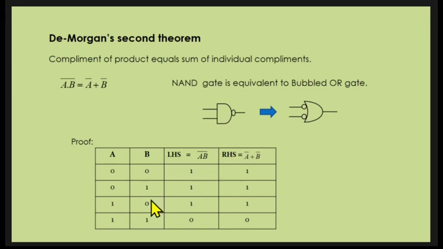And in a similar way, we can prove De Morgan's second theorem by taking different possible combinations of A and B. We know in Boolean algebra, the variables can have only two values, 0 and 1, and hence we can take zeros and ones for A and B, and we can prove LHS equal to RHS by putting these values in the LHS expression and in the RHS expression. And hence we can prove De Morgan's second theorem also.